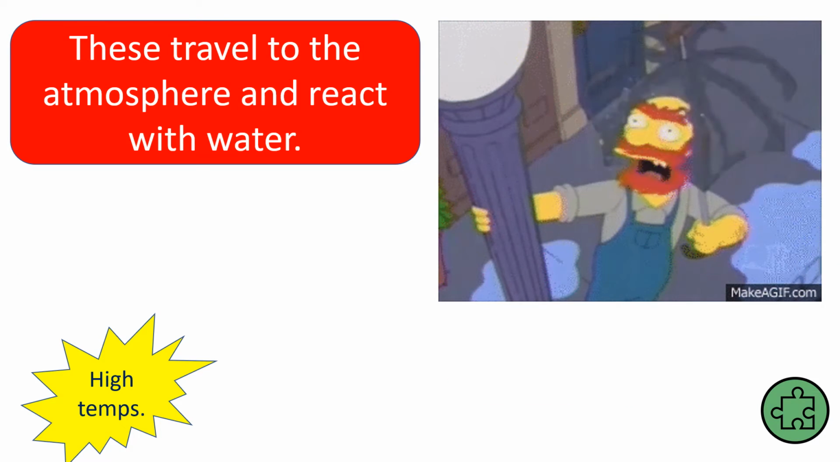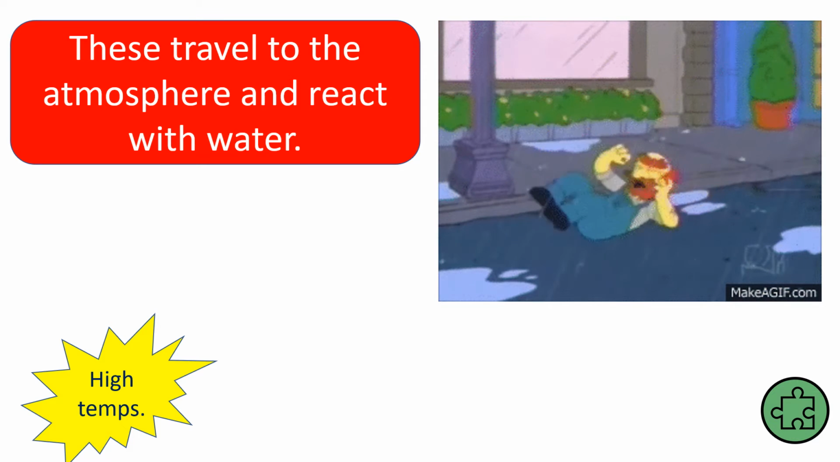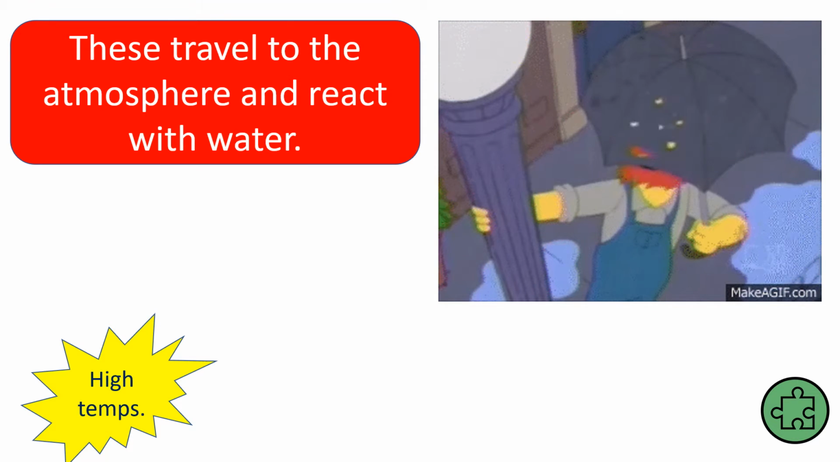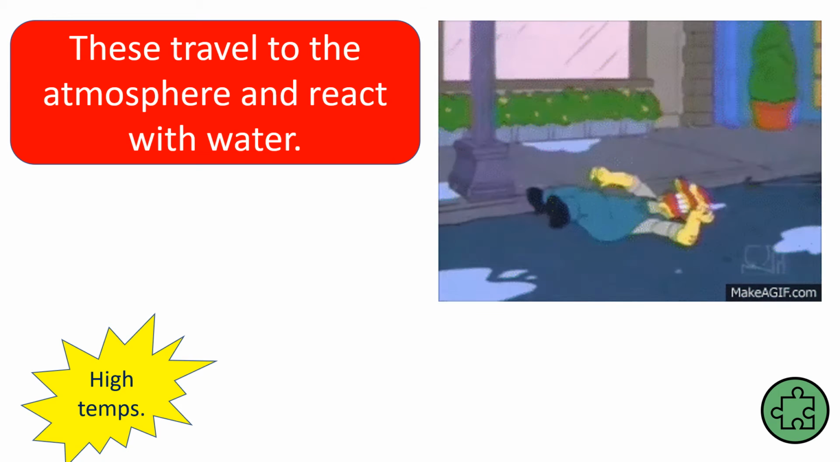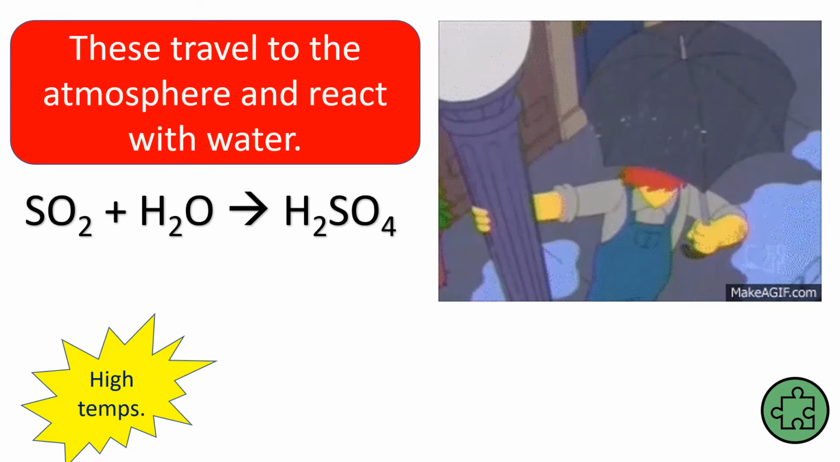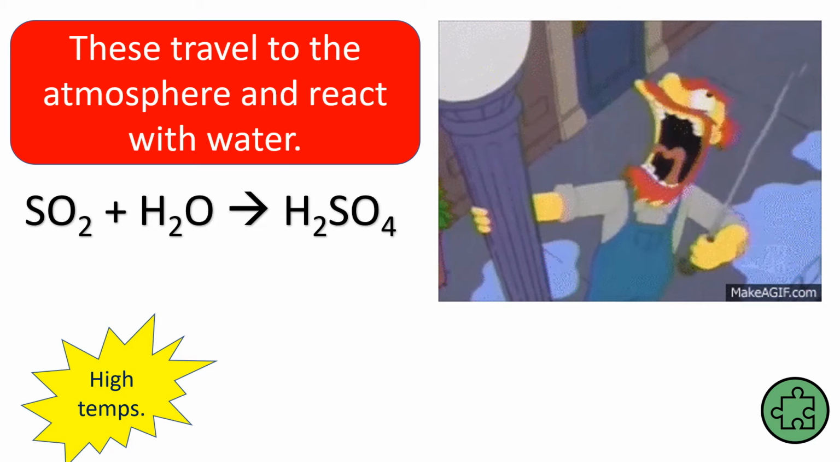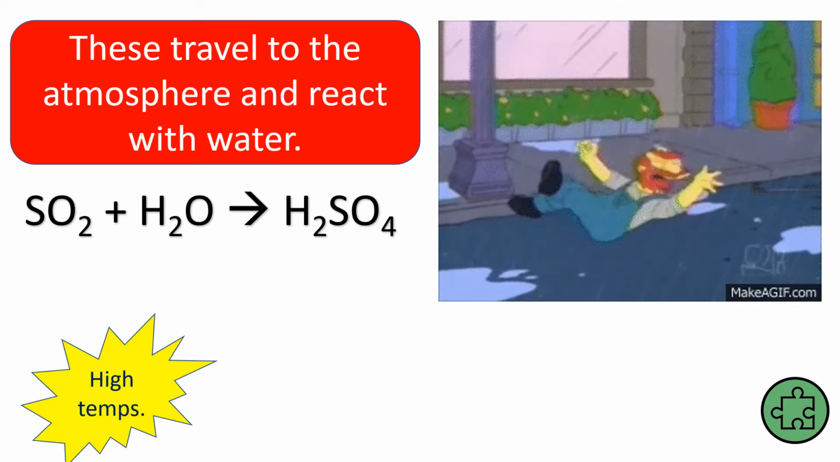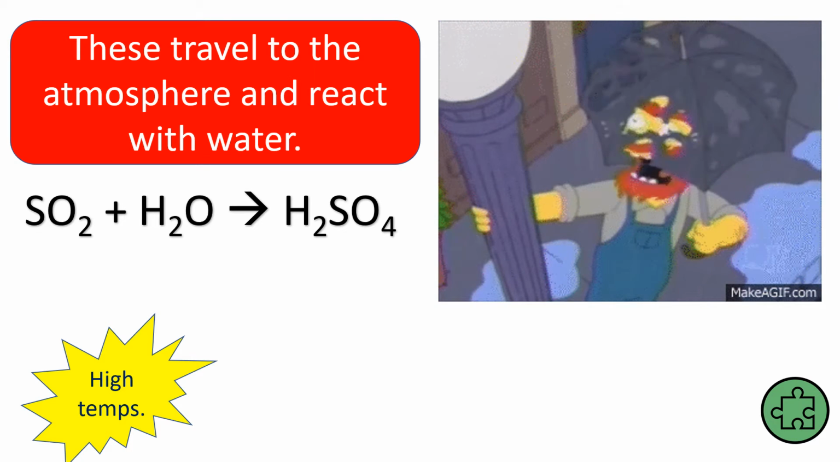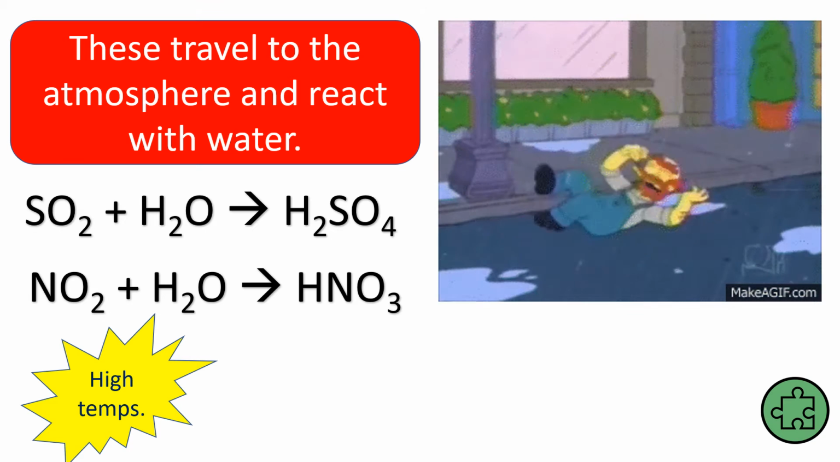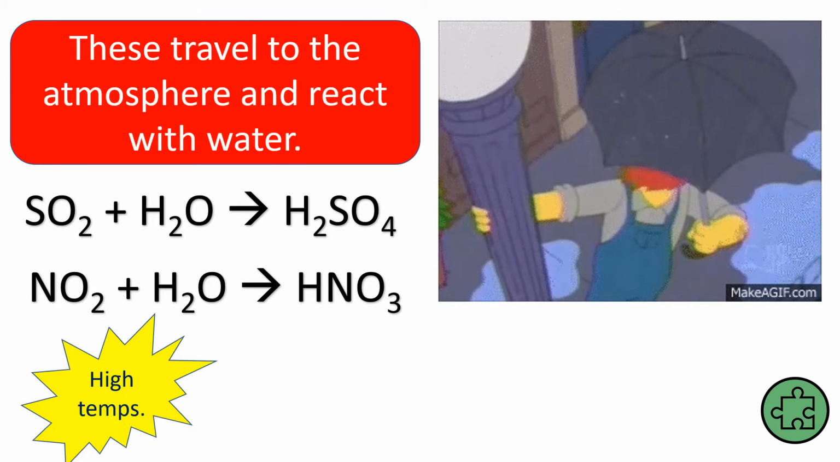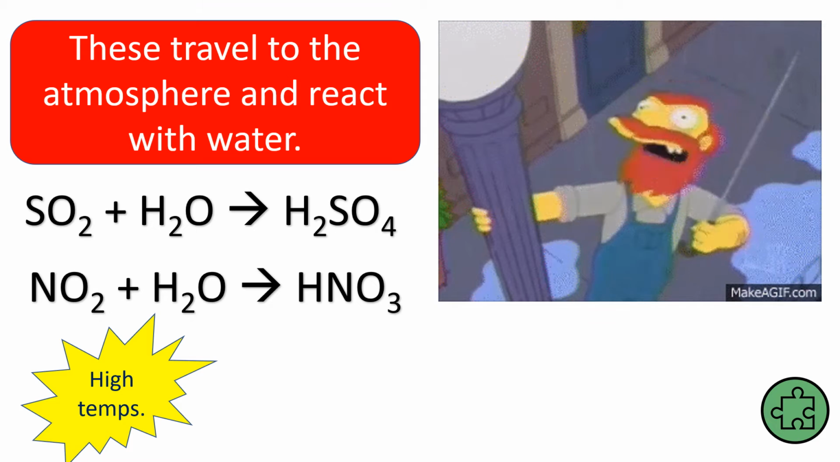Both of these chemicals are gases, and so they travel up into the atmosphere and they react with water. So you have another chemical reaction going on here. Here's the sulfur dioxide reacting with water to make H2SO4, which you should know as sulfuric acid. And the nitrous oxides, I've used NO2 here for ease, reacting with water, will make nitric acid.